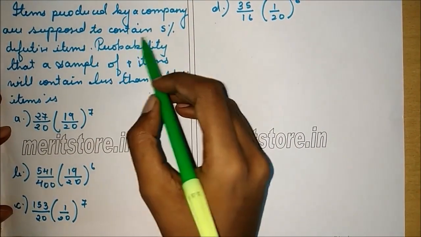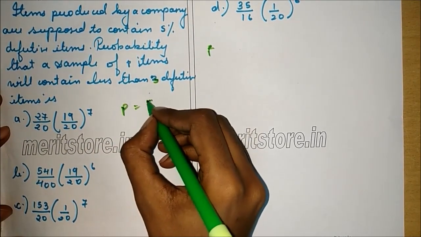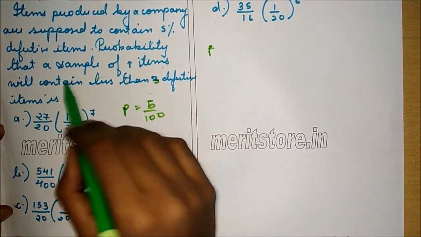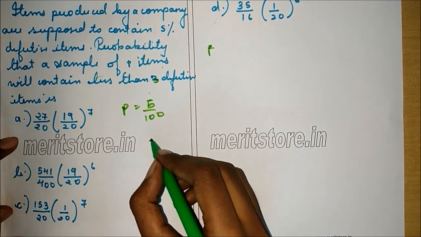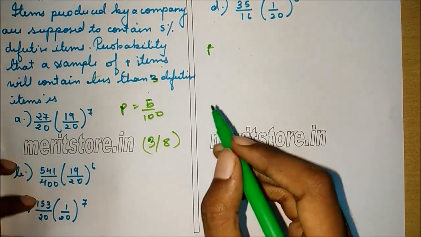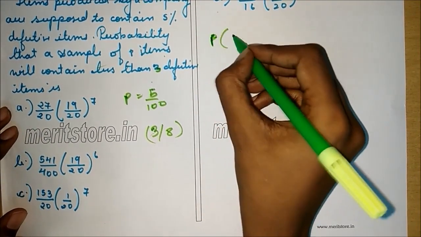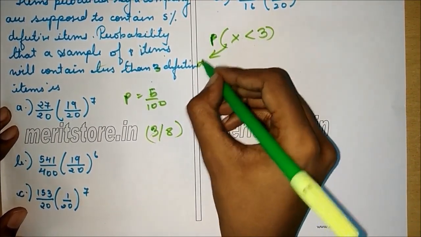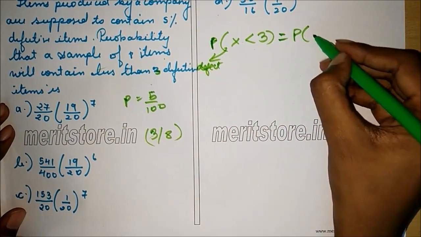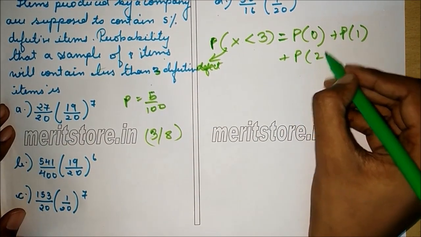Items produced by a company are supposed to contain 5% defective items. So the probability that a product is defective is 5%, that is 5 by 100. Probability that out of a sample of 8 items, it will contain less than 3 defectives. So out of 8, less than 3 should be defective. So what we are supposed to find is P of X less than 3, where X is the number of defective products, which is equal to the probability of having 0 defective products plus the probability of having 1 defective product plus the probability of having 2 defective products.